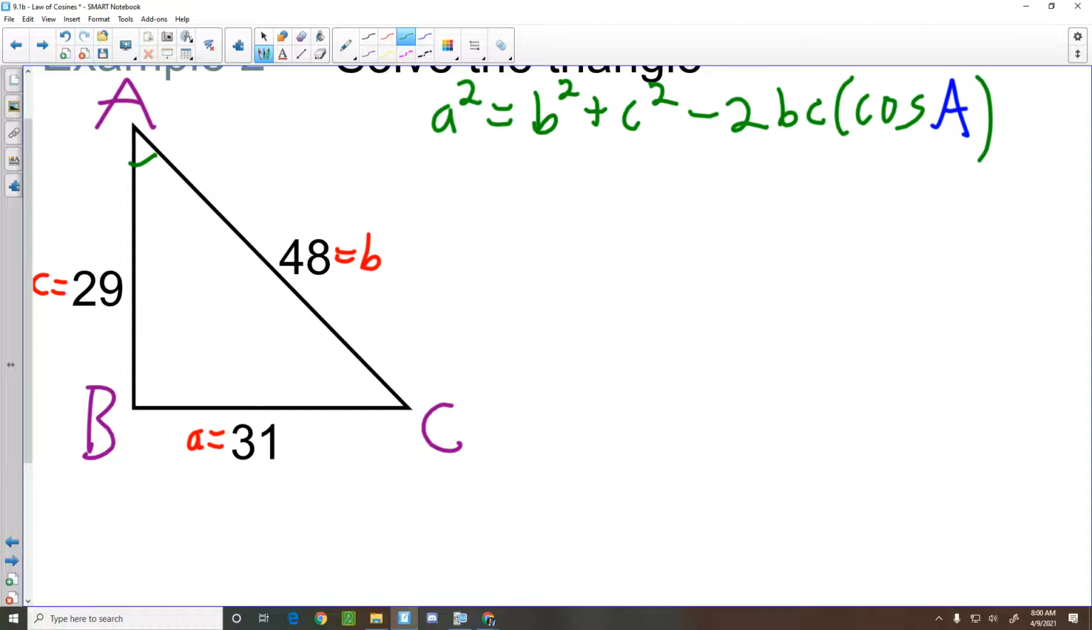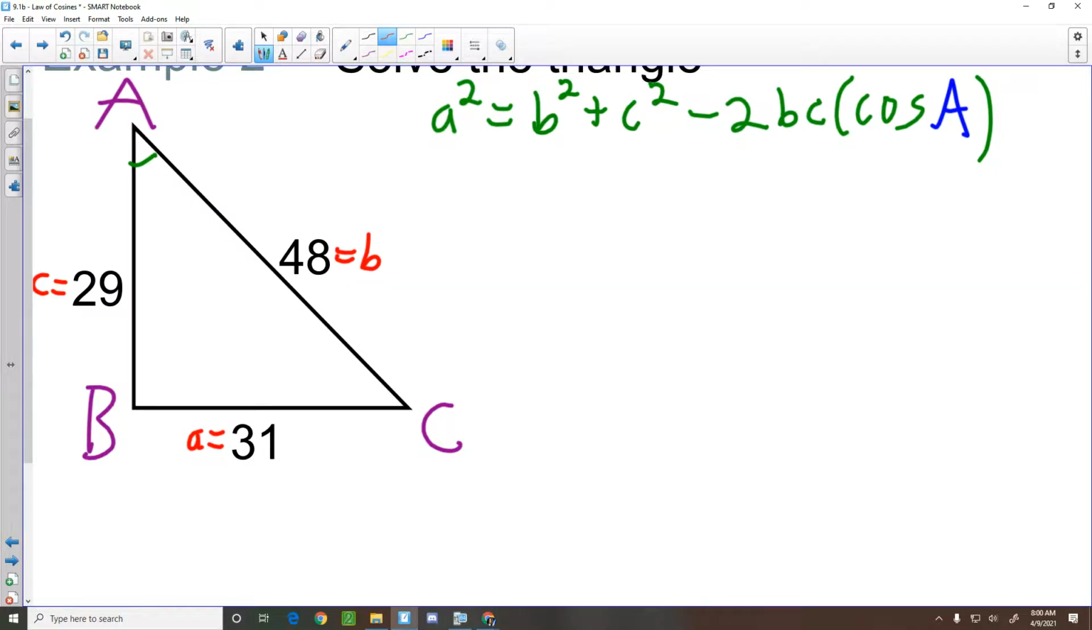So first, I always suggest write out the formula that you're going to be using. And now just plug in all the values that you know. And you'll have only one variable. You'll have only one unknown. That's going to be this angle A that I actually wrote in blue to make it stand out. But everything else we actually have a number for. So let's just plug in those numbers.